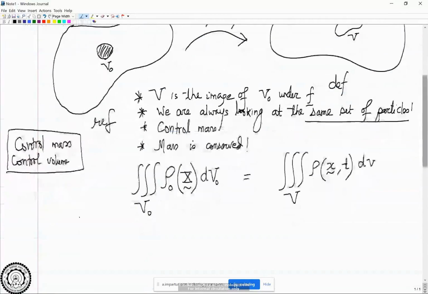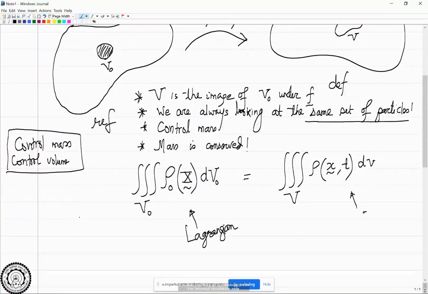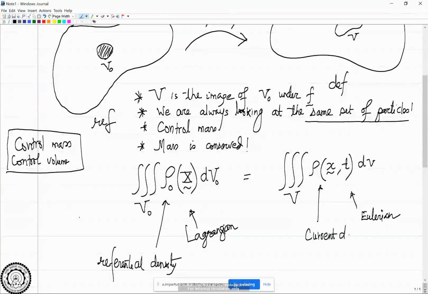Okay, can you see? This is Lagrangian, whereas this is Eulerian. This is called referential density, whereas this is called current density, and it is Eulerian.